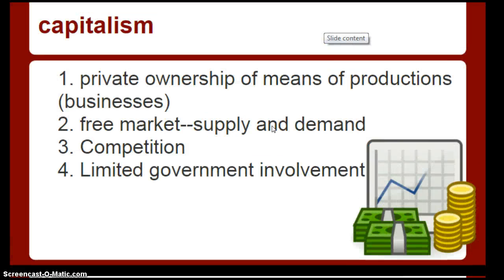So there are a few defining characteristics of capitalism. First of all, we have the private ownership of the means of production, which basically means individual people, not the government, own the businesses. There's a free market, so you can make whatever you want. You can sell whatever you want for whatever price. It's totally open and free. Prices are determined by supply and demand. There's competition within that market, and really there's a limited government involvement.